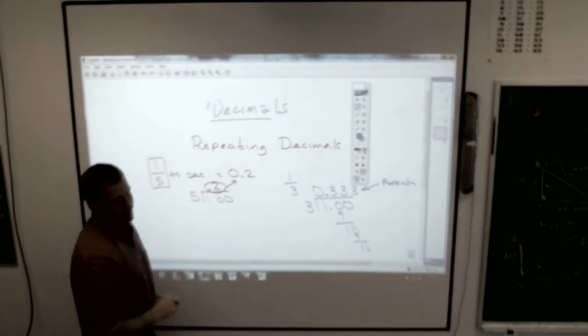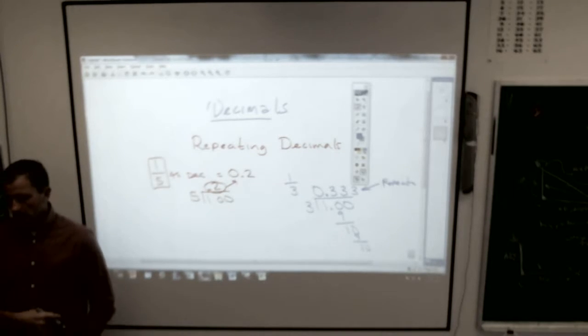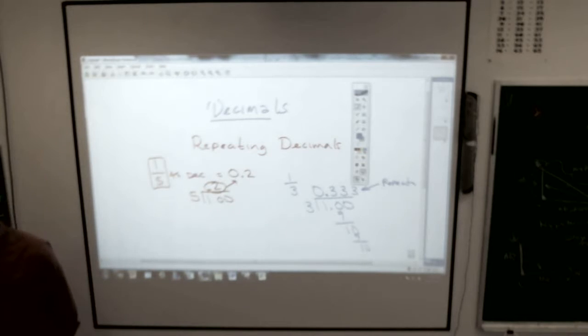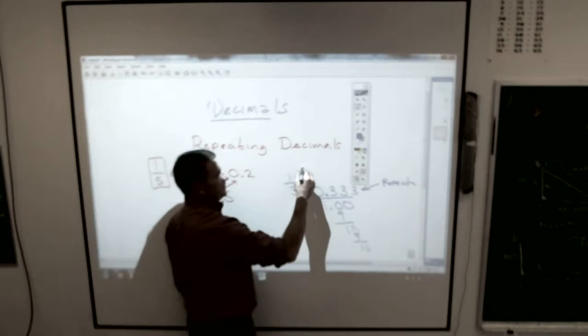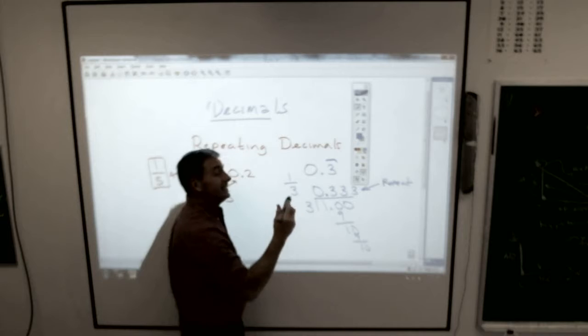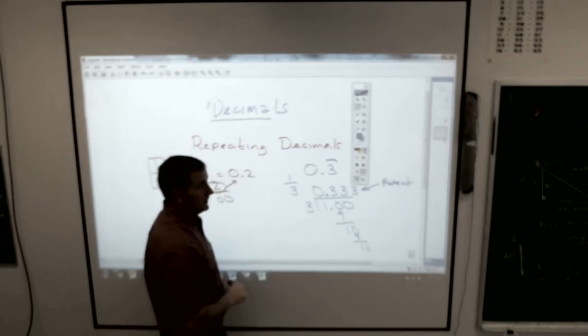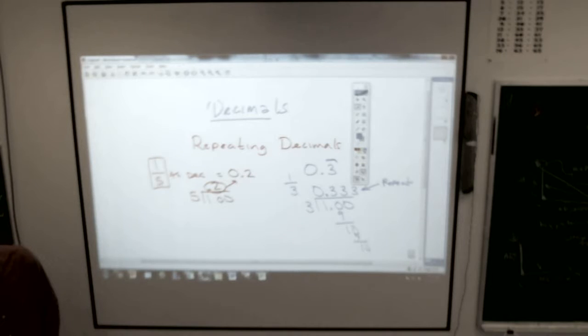How do we show that a digit repeats? Because you don't want to write down 3's for the rest of your life, which is what you'd have to do if you actually had to keep going until it worked out, which you never will. What you do is you put a line over the digit or digits, sometimes more than one digit repeats. So you'd read that as 0 point repeater 3.